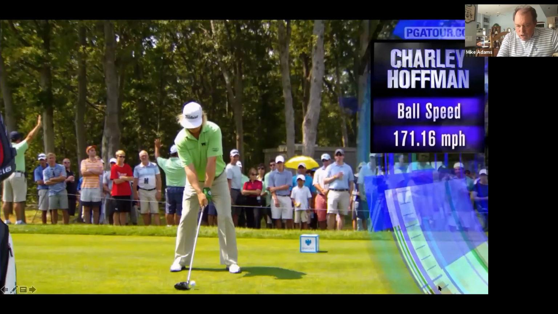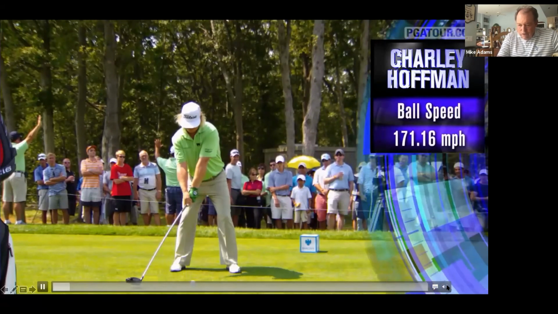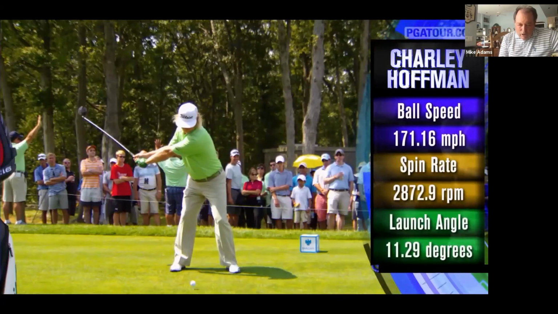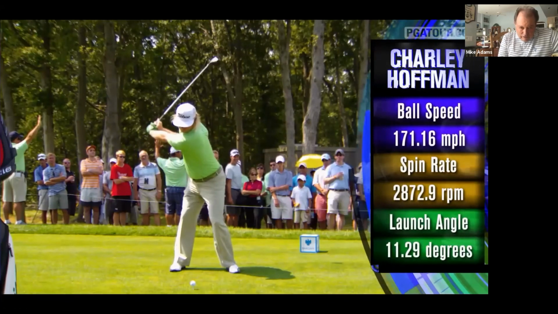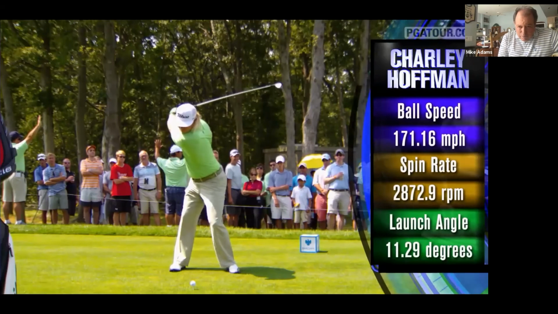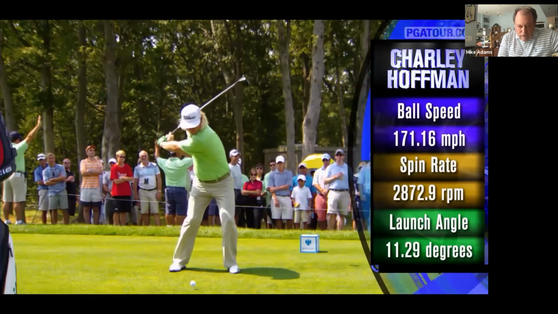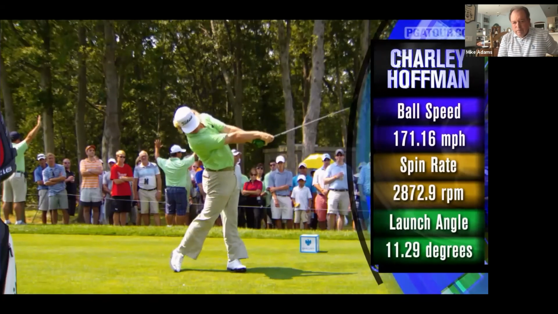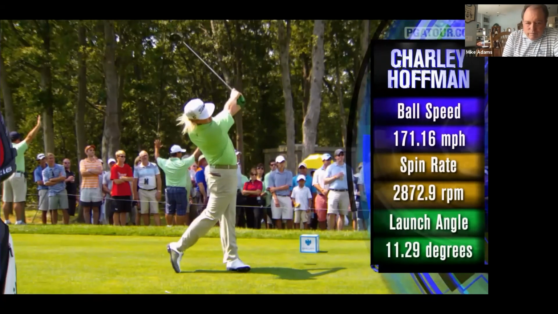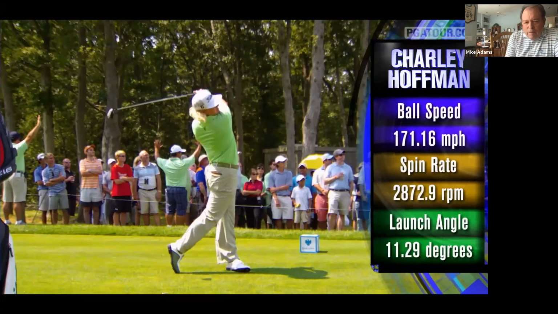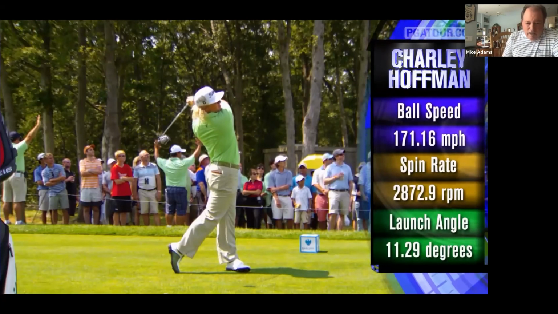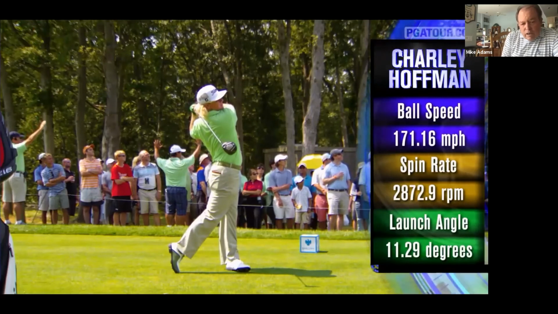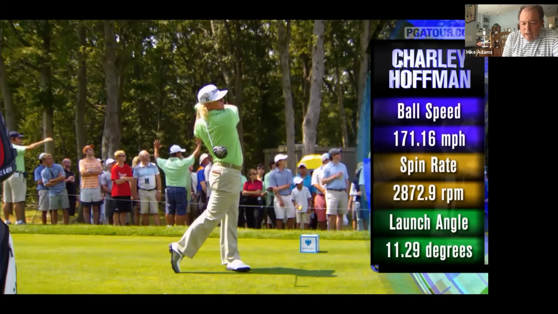Here's one of the top golfers, Charley Hoffman. Watch where his right elbow goes in the downswing. Spin is 2872. Elbow is behind the hip. So if we're always trying to get that right elbow in front, a third of these players are screwed, because if they ever did that, they couldn't play.